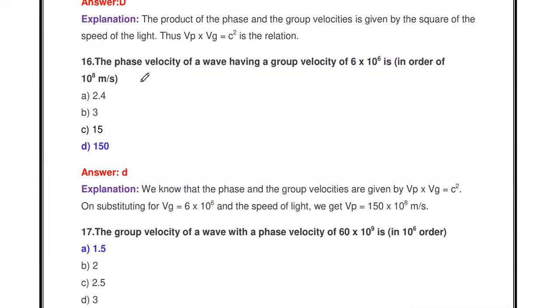Then the next one, the phase velocity of a wave having group velocity 6 into 10 to the power 6 is dash.